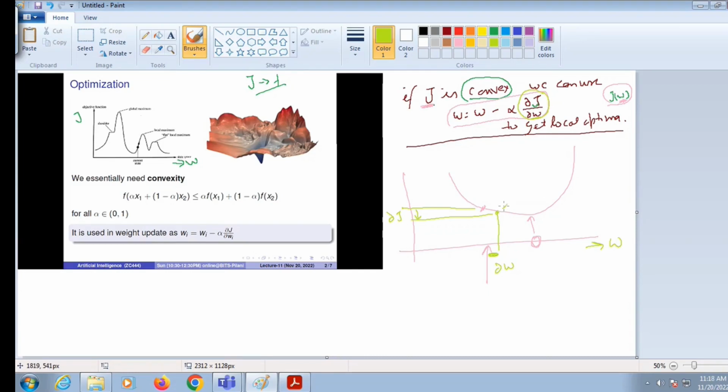If you take W plus del W, minus J of this initial value, this value is going to be del J, and this value is going to be negative. Yes or no? Yes, sir. If you are not able to understand, please ask, sir. Will it be negative? Yes, sir. Why? Because if the function is like this and you go forward, it is going to be a smaller value. So the final value minus the previous value is going to be negative.